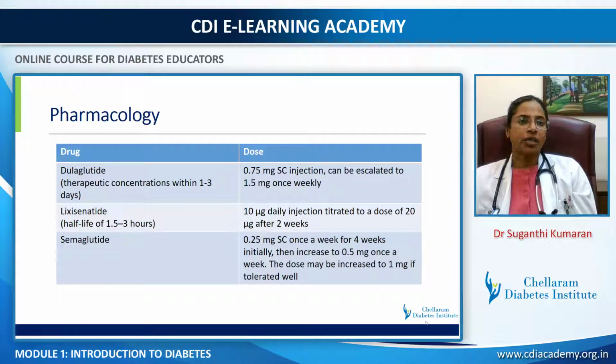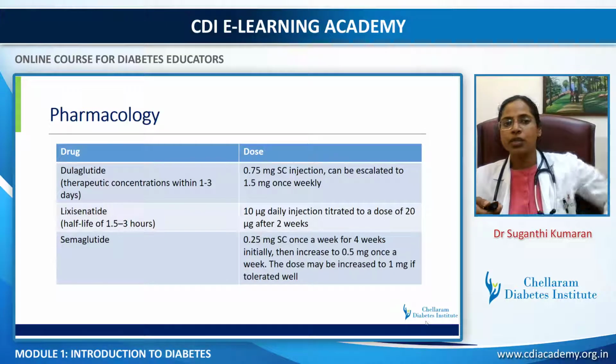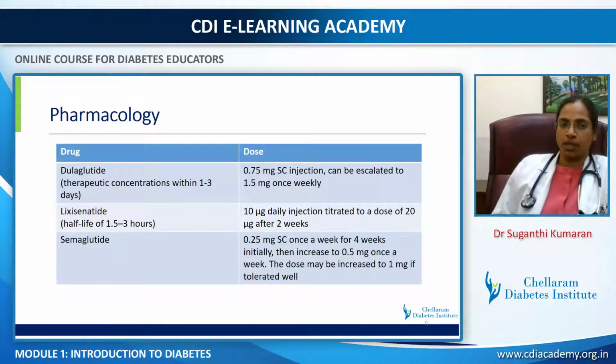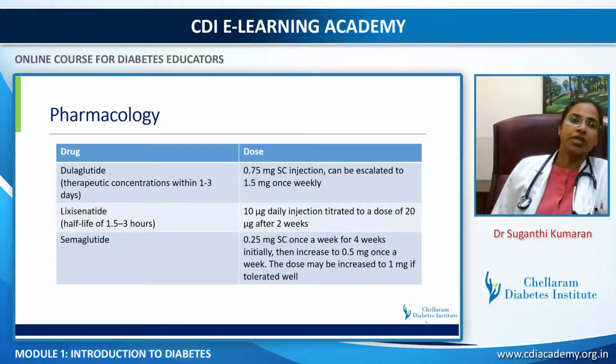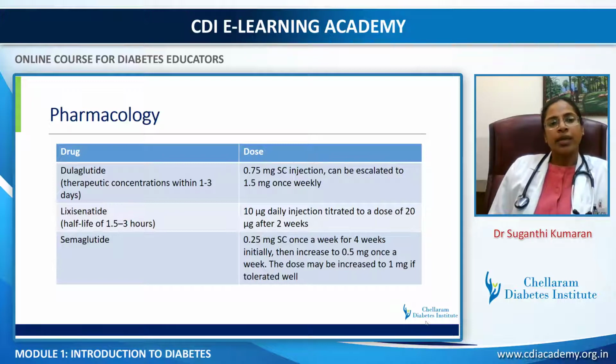The other kinds which are available in India would be dulaglutide, which is given as 0.7 milligram subcutaneous injection. It can be escalated to 1.5. The difference here is dulaglutide can be given once weekly, unlike liraglutide, which is given daily. Next category is lixisenatide. It has a half-life of about 3 hours. A 10 microgram daily injection is slowly titrated up to a maximum of 20 micrograms after 2 weeks.